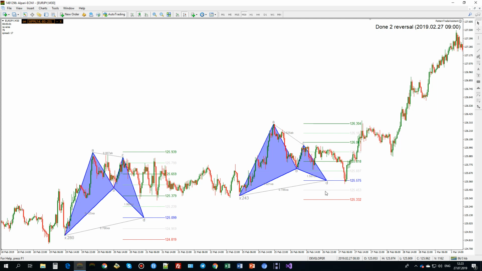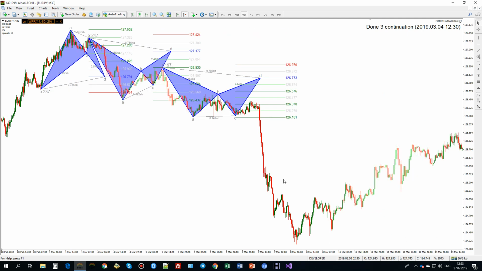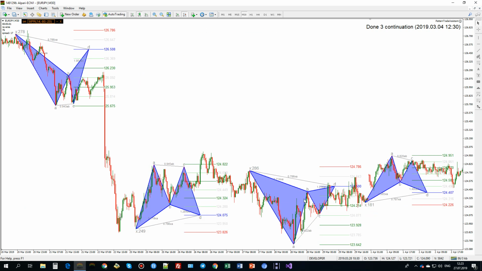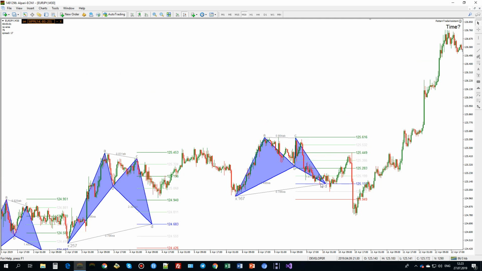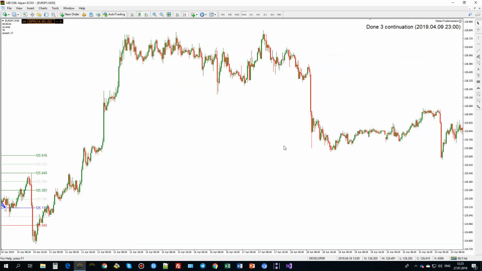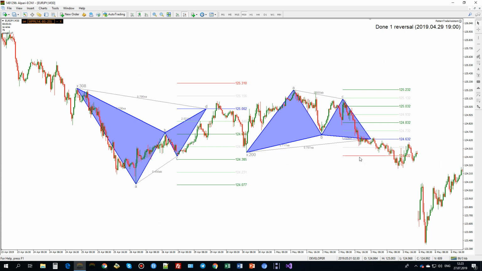Okay, 3 reversals. Well, this is 3 reversals. It is March 2019, so we are close to present date. It is 1 reversal, 2 continuations. This one is 2 reversals, 1 continuation. This is 1 reversal, then later 2 and 3 reversals. This is 3 continuations.